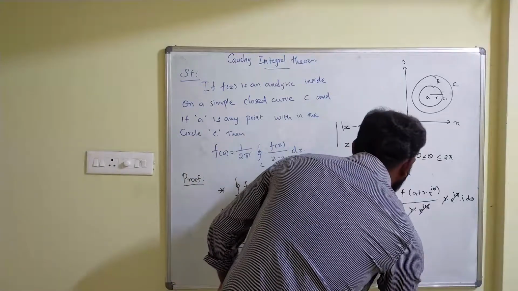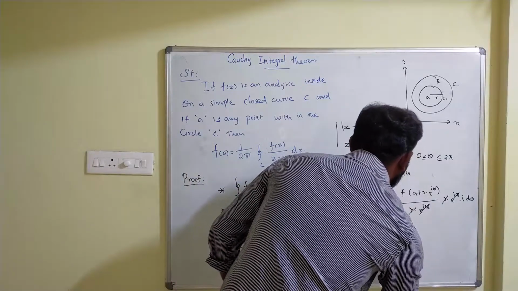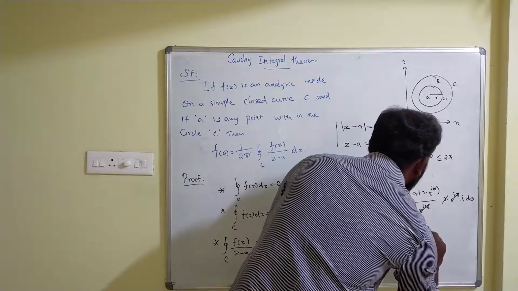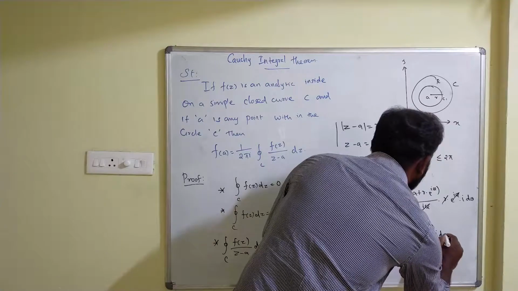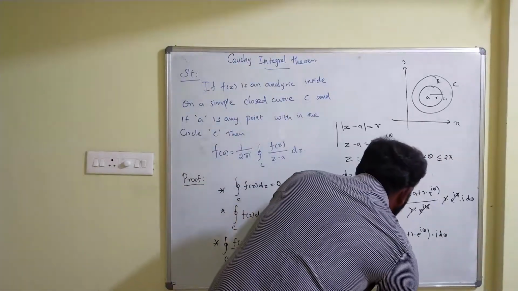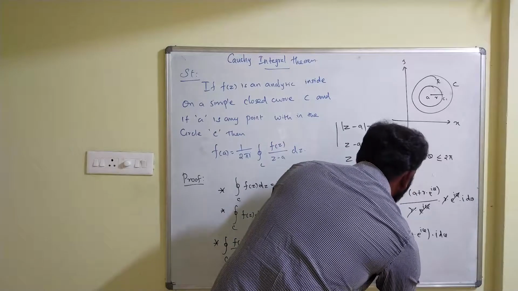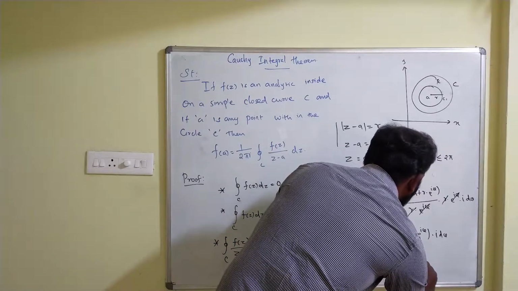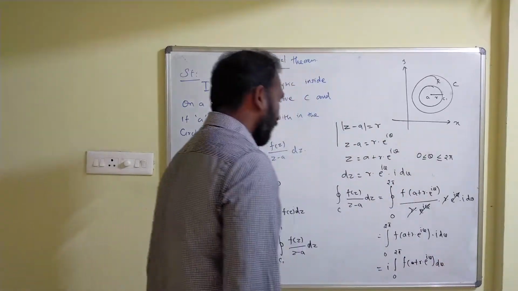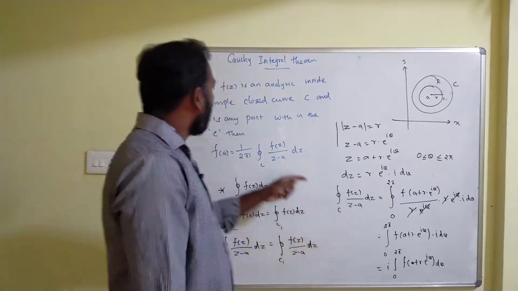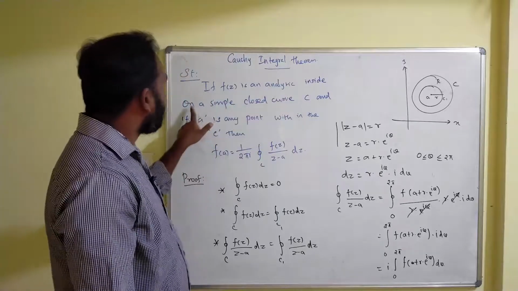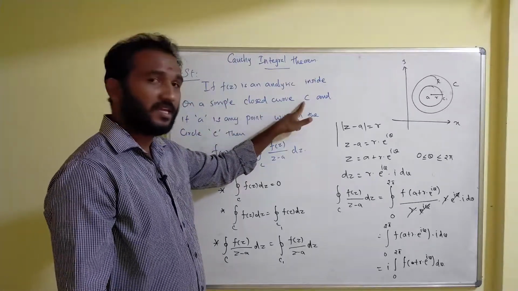Then integral 0 to 2 pi f of a plus r into e power i theta into i into d theta. We can take this i outside, that is i into integral 0 to 2 pi f of a plus r into e power i theta into d theta. Now the given statement is f of z is analytic inside and on a simple closed curve C, right?